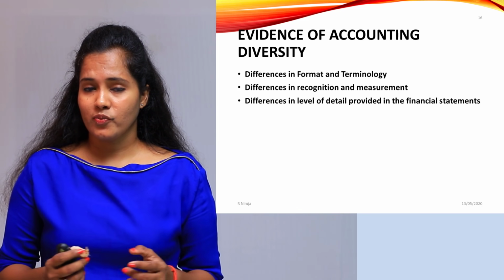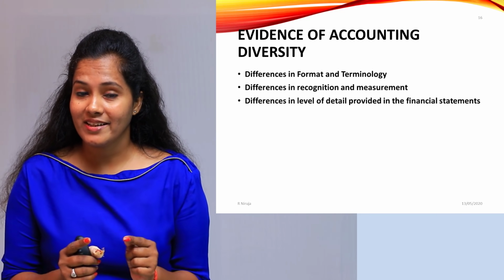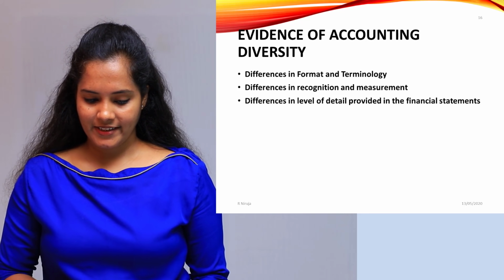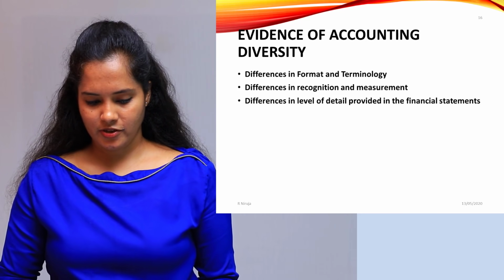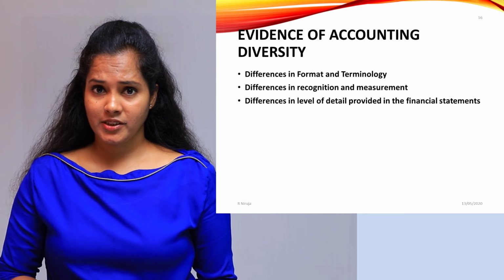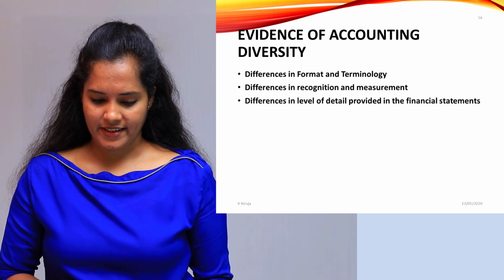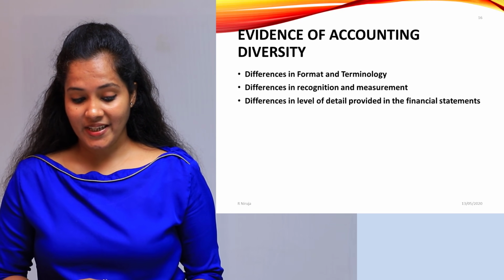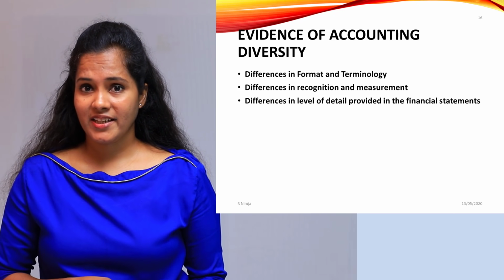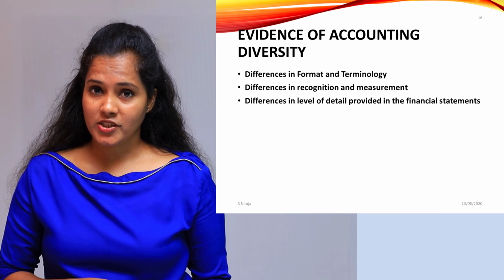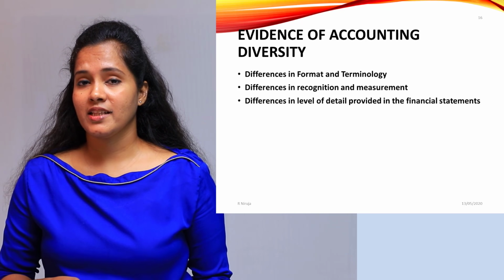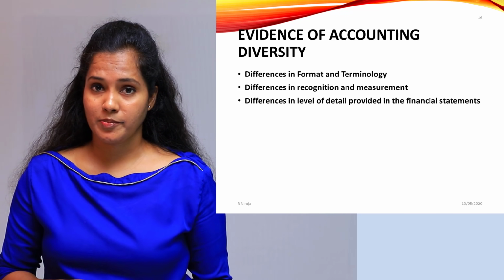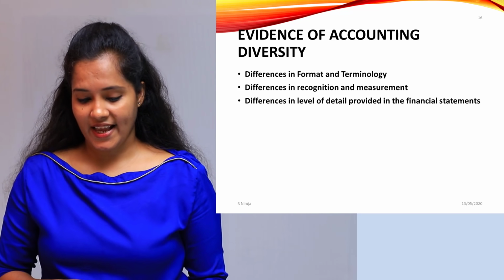Next we will talk about some evidence of accounting diversities with examples. The first one is differences in format and terminology. Examples include the presentation of assets, in order of liquidity or fixity, and whether reserves may or may not exceed. In Sri Lanka, we use the term non-current assets, but in other countries they still use the term fixed assets in order to represent the fixity of the asset.